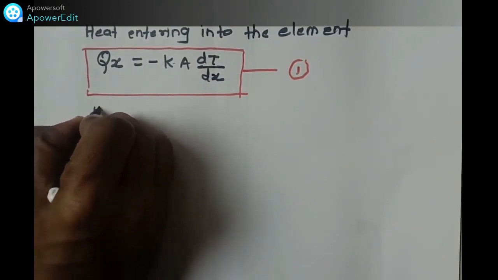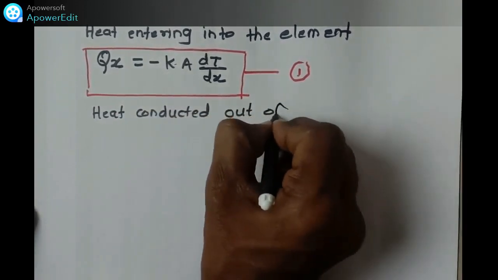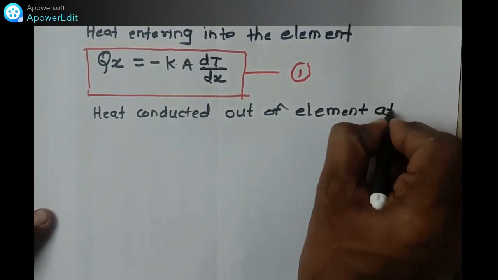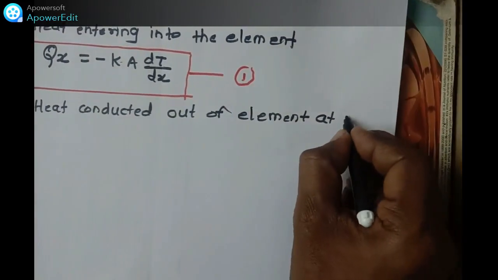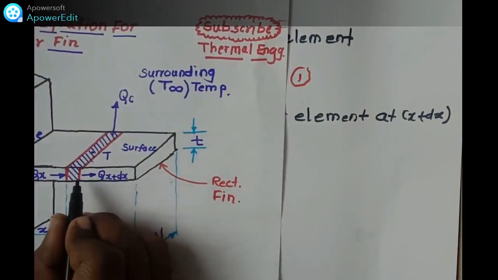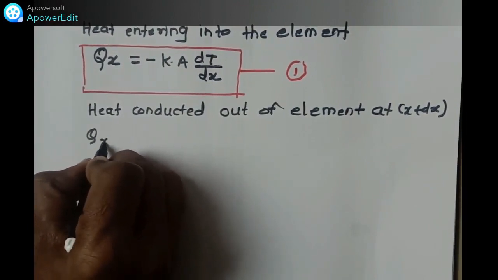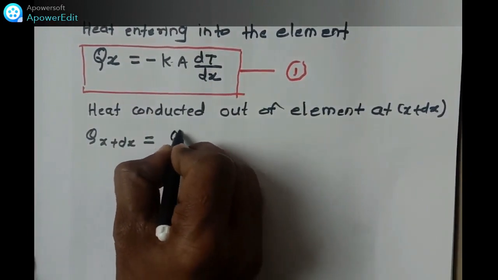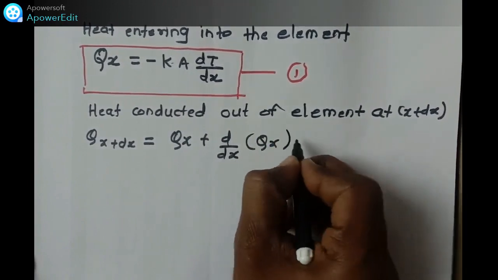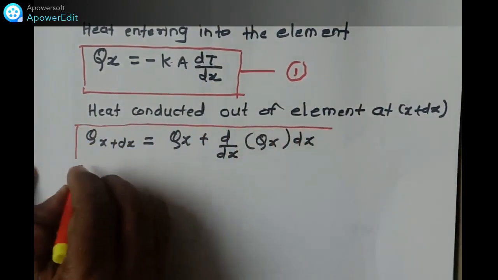Now the second equation, heat conducted out of the element at x plus dx distance, that is Q x plus dx. This will be equal to Qx plus d by dx of Qx into dx. This we say is equation number 2.